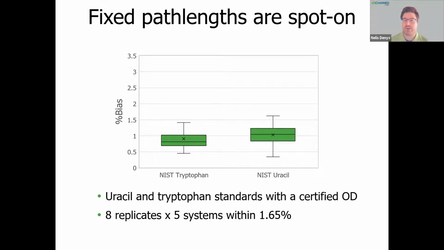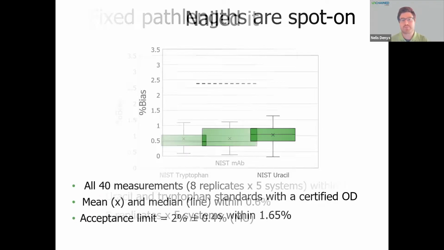Mean values shown by the X and median values shown by the middle black line of these 40 measurements were within 1.25% of the reference value.